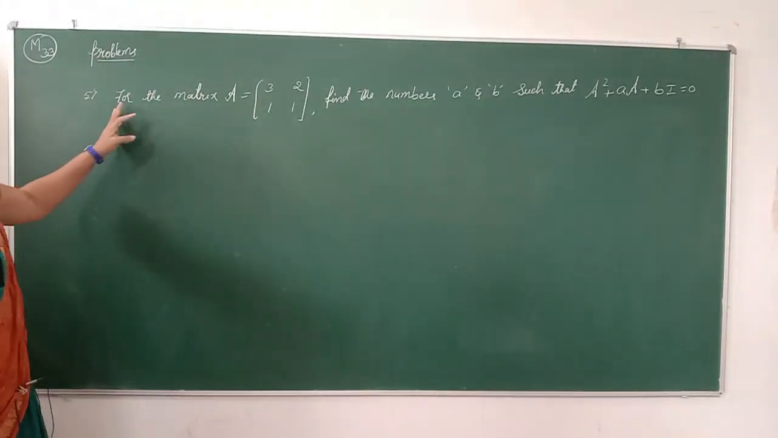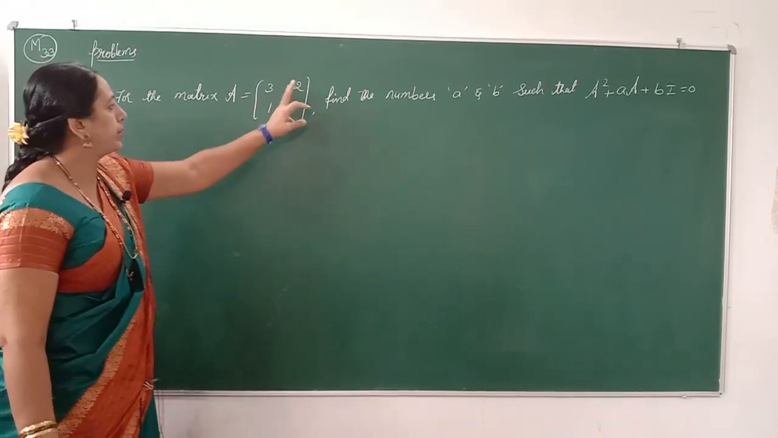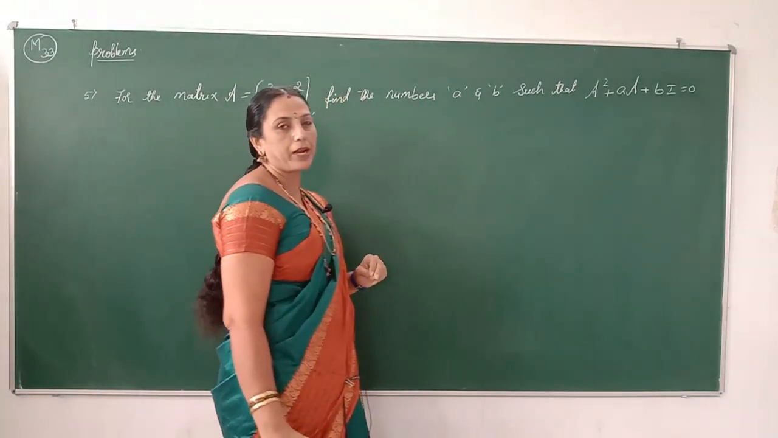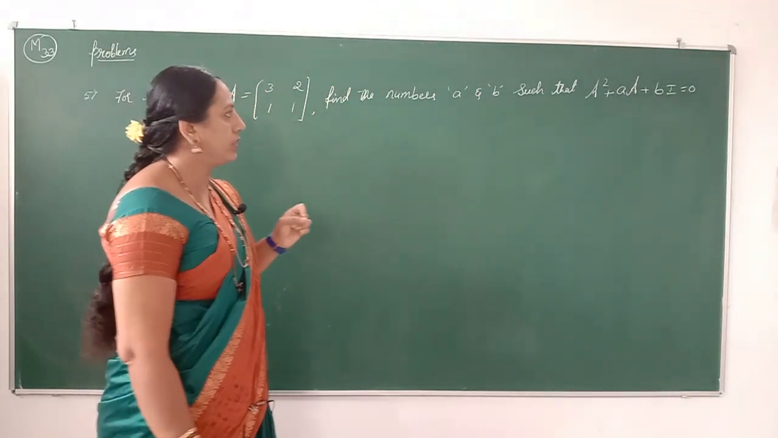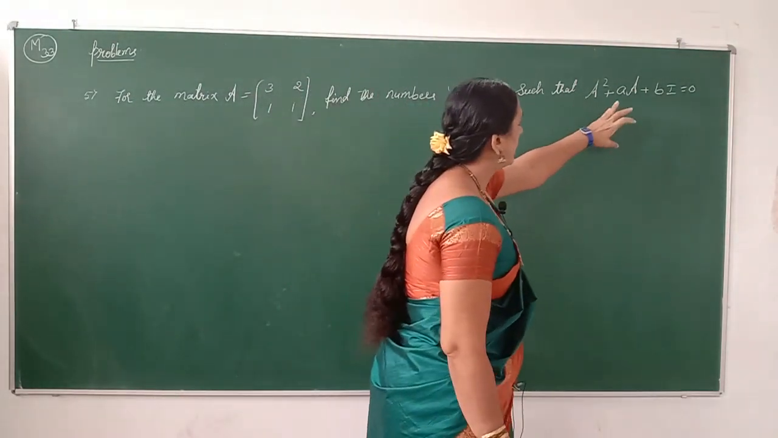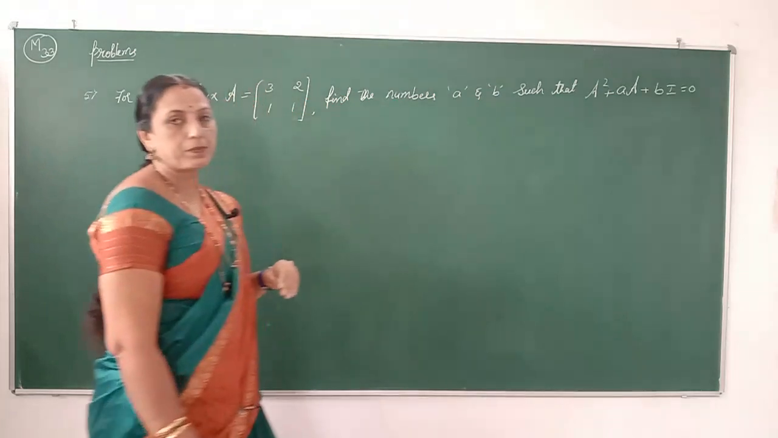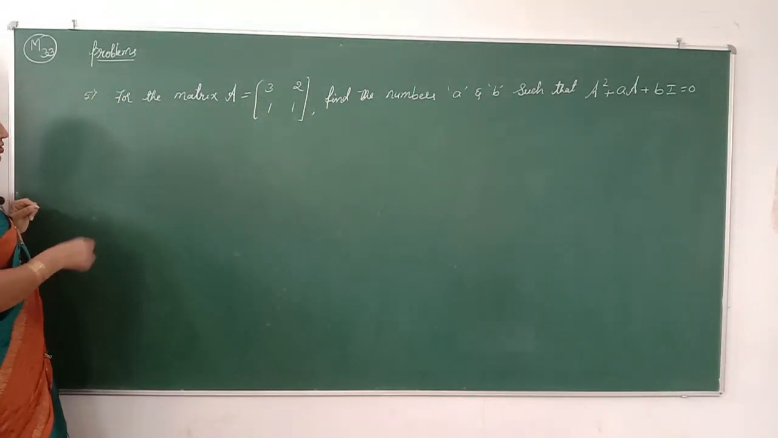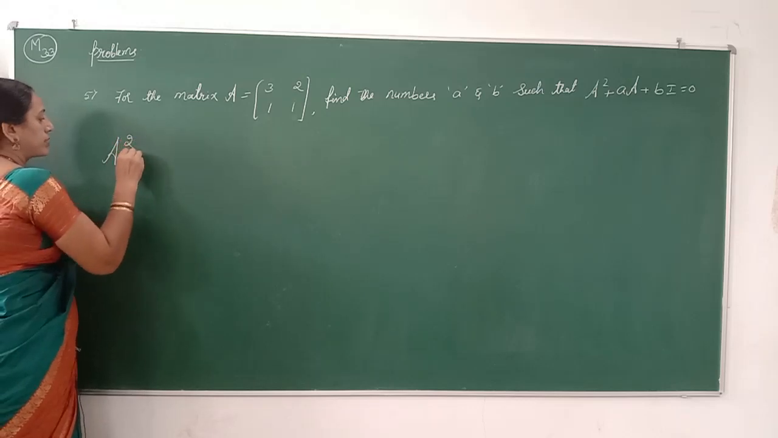Next one, for the matrix A equals 3, 2, 1, 1, find the numbers a and b. Means a and b are some scalar numbers such that A square plus a into A plus bI is equal to 0. Now first we will consider the equation to find the elements of A square.